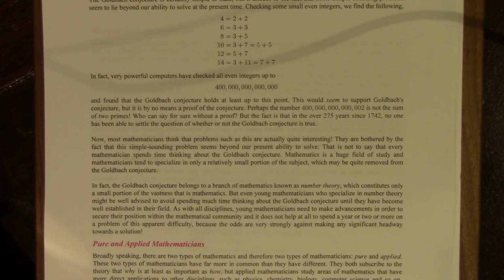So that would seem to support Goldbach's conjecture, but be very clear, this is by no means a proof. For all we know, the integer 400 trillion and 2 is not the sum of two primes. We don't know. So all we get from this is a sense that maybe it's true. The fact is that in the more than 275 years since 1742, no one has been able to settle this question.